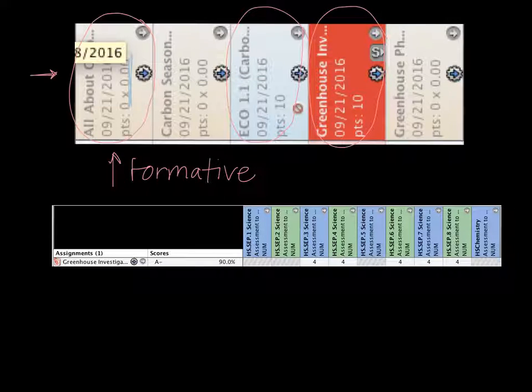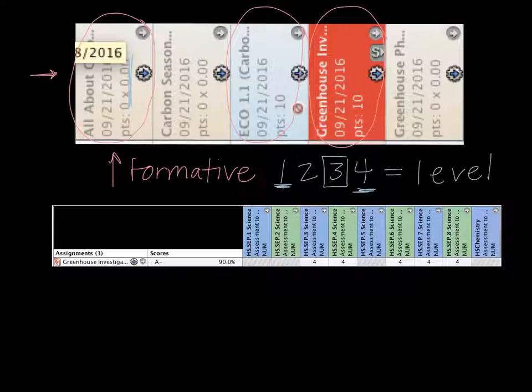And I would encourage you to think of the 1, 2, 3, and 4 in the formative grade as not a grade but a level of understanding. So level 1 is a beginner level, level 4 would be an expert. Level 3 is what I want all students to achieve, and that is mastery of a certain standard, mastery of whatever it is that they're studying. 4 is, again, as I said, an expert, above and beyond.